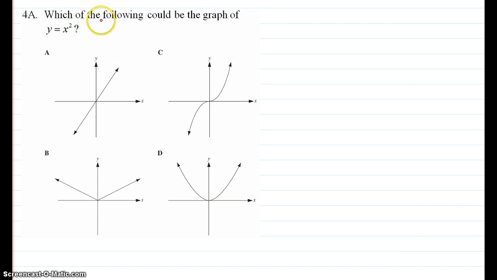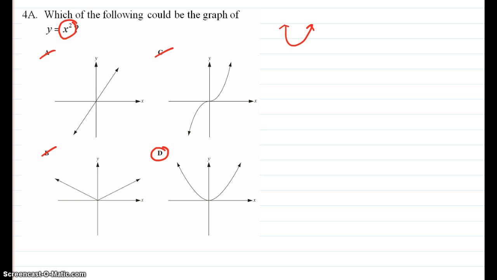4A, which of the following could be the graph of y equals x squared? This is like we just talked about in the last problem. Whenever you see an x squared, you want to think of parabola. So it's not A, it's not C, it's not B. The only answer that makes sense is D.